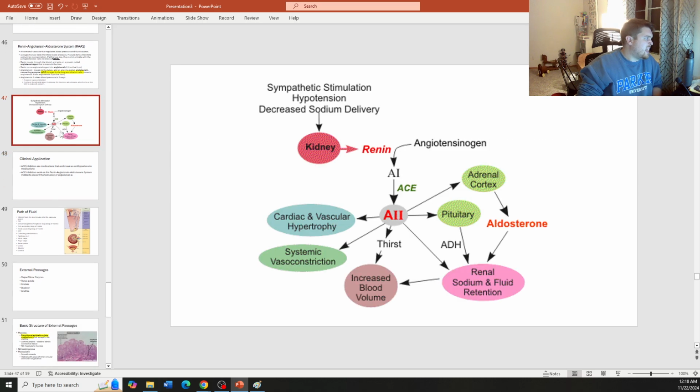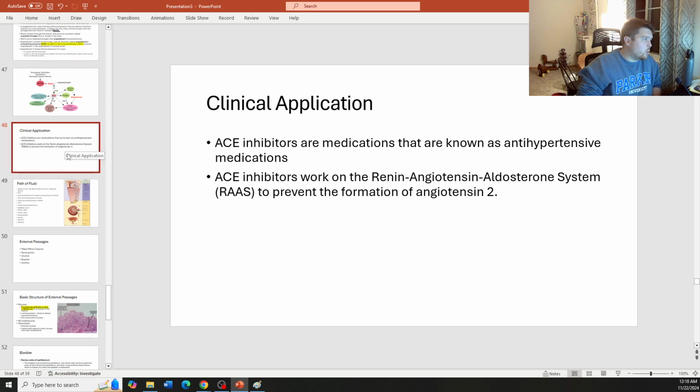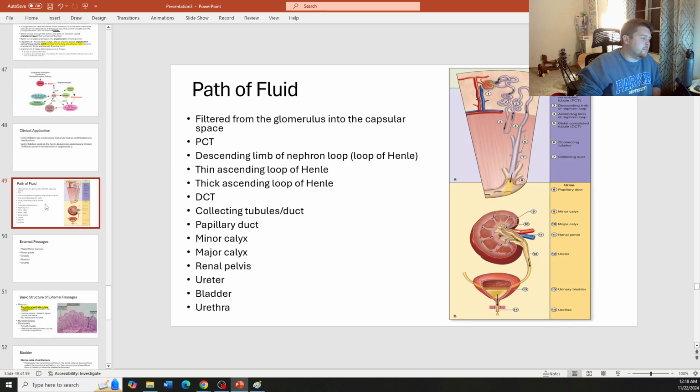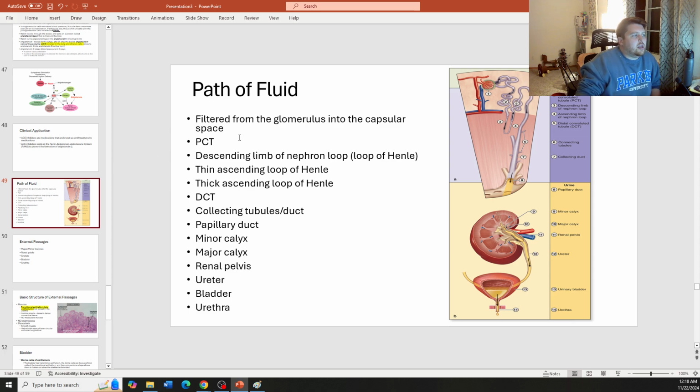Okay, and that is all on our nephrons. We're going to switch gears a little bit and talk about the path of the fluid, so kind of tying it all together, and then also the external passages, so what path does the urine take to leave the body to be excreted.